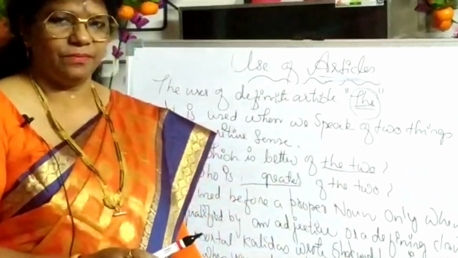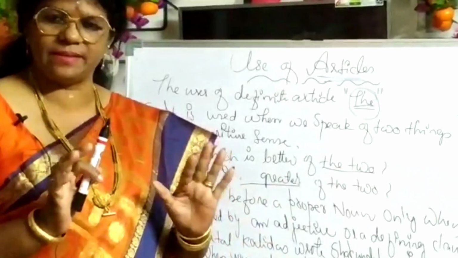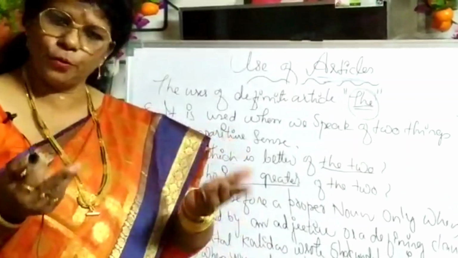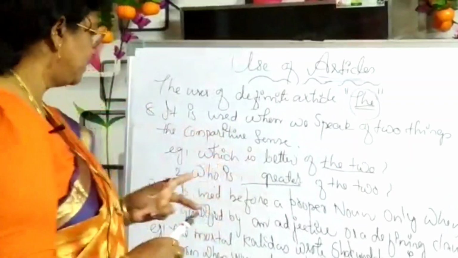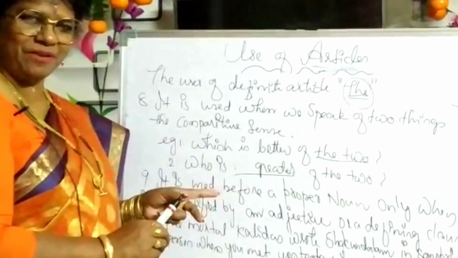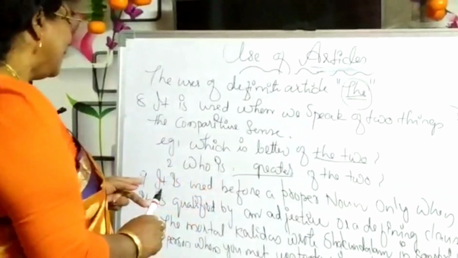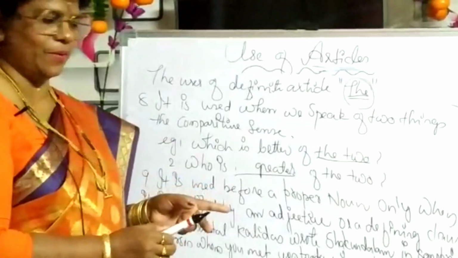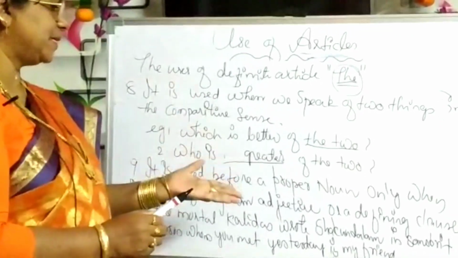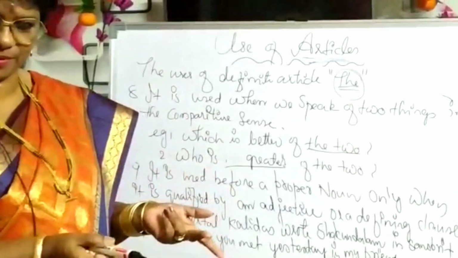Who is greater of the two? There also we are comparing two things, that is comparative degree, not greatest. Greatest is in the superlative sense. There is no comparison. Then ninth rule. Are you following me? Are you all happy with me? Okay. It's used before a proper noun only when it is qualified by an adjective or a defining clause.